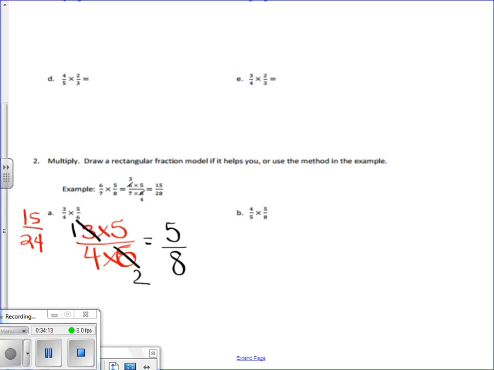So 15/24 is ugly, but it's not wrong. I'm just stuck having to simplify here, where I would have to simplify by 3 here. And 15 divided by 3 would be 5. 24 divided by 3 would be 8. So I would have to simplify there, but since it's so big, I might not notice that it can be simplified by 3. So it's just easier when your numbers are smaller.